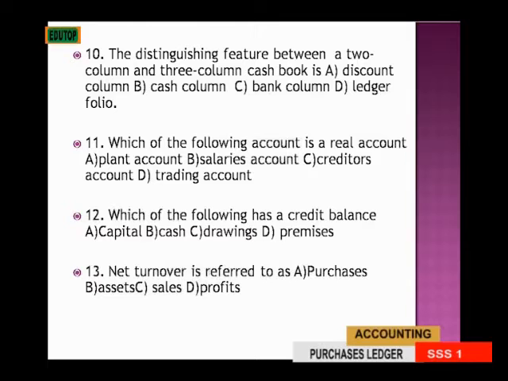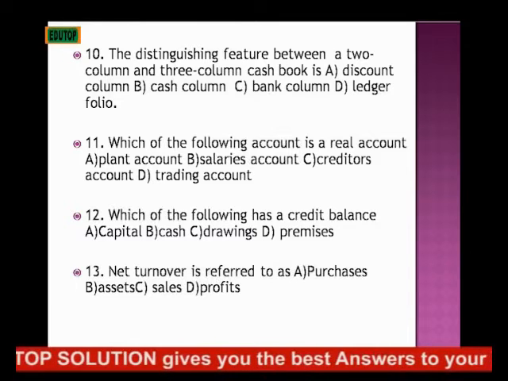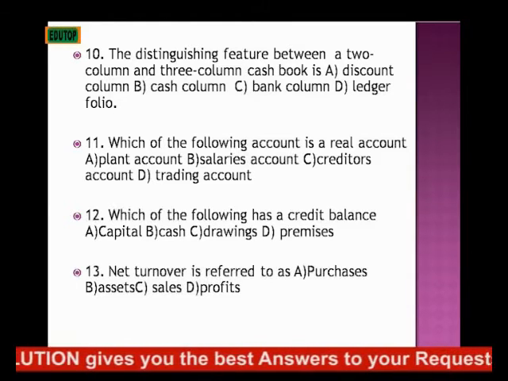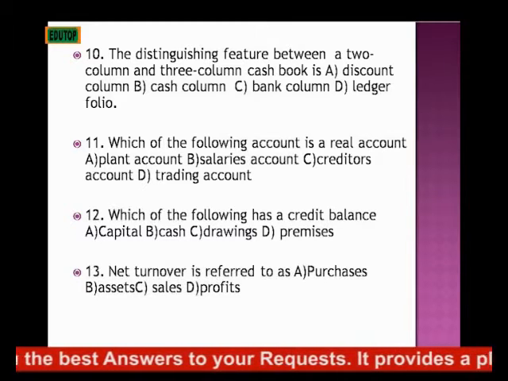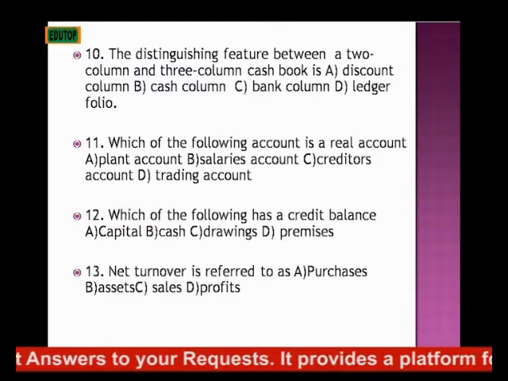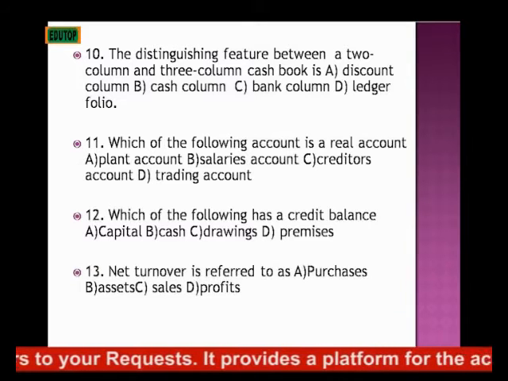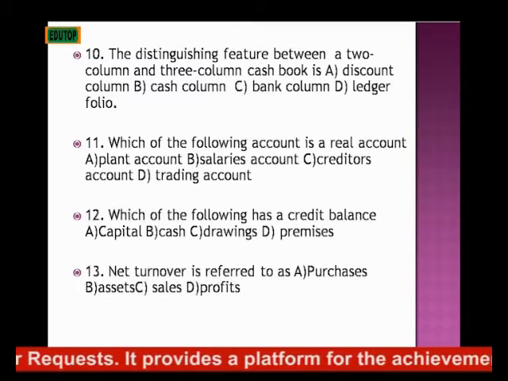Question 12 says, which of the following has a credit balance? We have capital, cash, drawing, debit. Then question number 13 says, net turnover is referred to as purchases, A; B, assets; C, sales; D, profit.